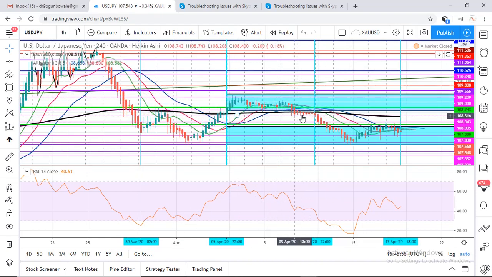There's a whole lot happening around here on 4 hour, and if you want to trade this with consolidation, of course, it has to be on a 1 hour time frame.